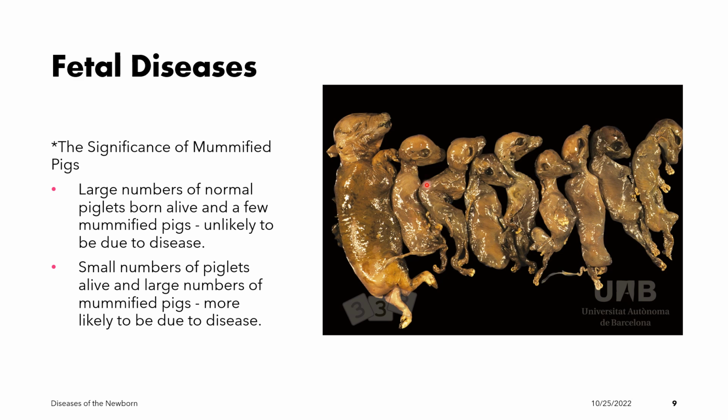So, for example, you have 1, 2, 3, 4, 5, 6, 7, 8. 8 are mummified, 1 is autolytic or stillborn, and the remainder, so you have 9, then you have about 3 born alive. So this could indicate a possible infectious disease, because you have a larger number or more mummified compared to the born alive.